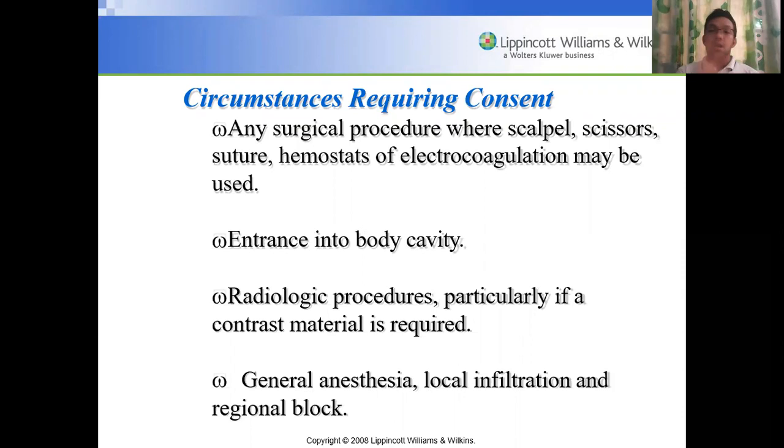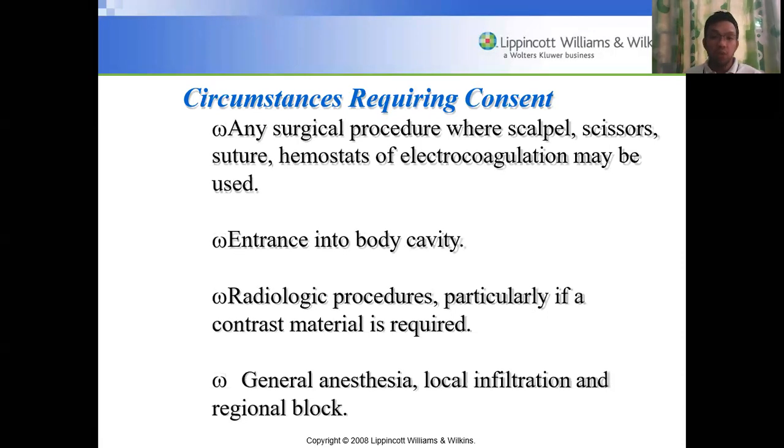Circumstances requiring consent. Any surgical procedure where scalpels, scissors, sutures, hemostats, or electrocoagulation may be used. So we need to obtain the informed consent here. Or entrance into any body cavity. So anything that's going to be inserted. There are certain minor surgical procedures, diagnostic procedures, wherein doctors insert things into the patient's body. Like, for example, pap smear. We also have transesophageal echocardiography. We have cardiac catheterization. These are examples of anything that will enter the patient's body.